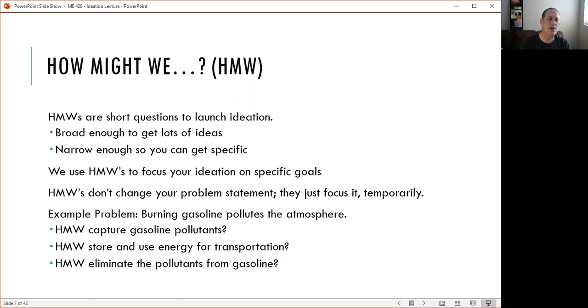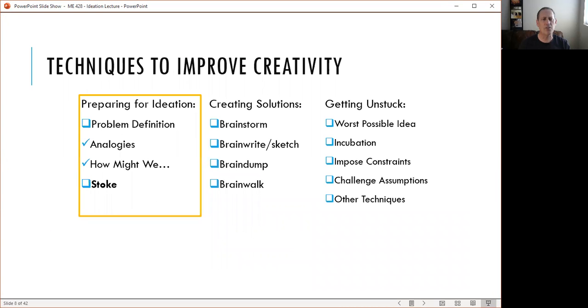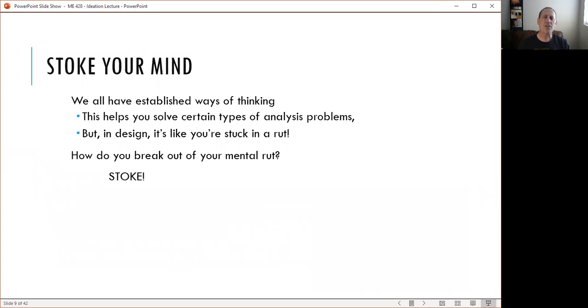How might we store and use energy for transportation? So this redirects it. Let's not burn gasoline. Let's do something else. How might we eliminate the pollutants from gasoline? So still burn it, but not get the outcomes. So these are some examples of how might we questions. Let's move on to stoking. Stoking is about getting yourself into the right frame of mind to do ideation.